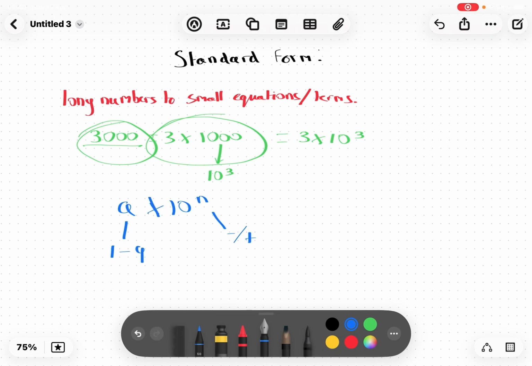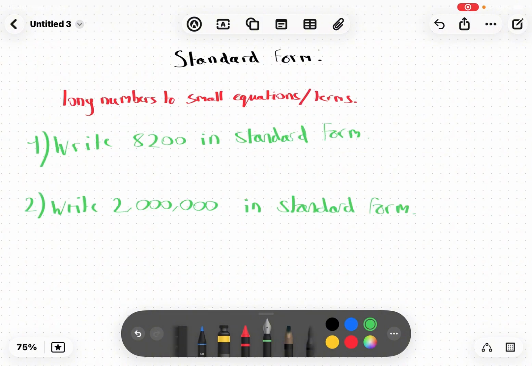And then you have the times by the 10 to the power. So the power is able to be negative and positive. I'll talk a bit more about the negative later on, but the fact that it can be positive is already crystal clear. Pause the video and try to answer these two questions.